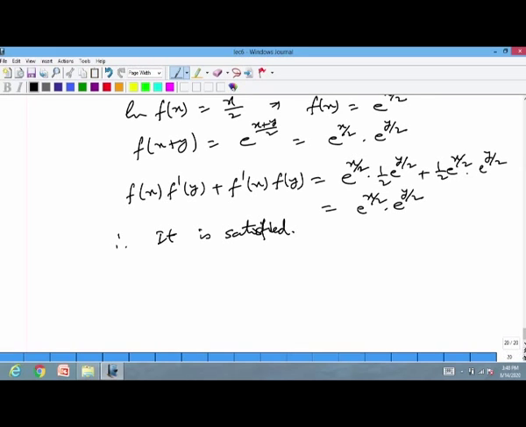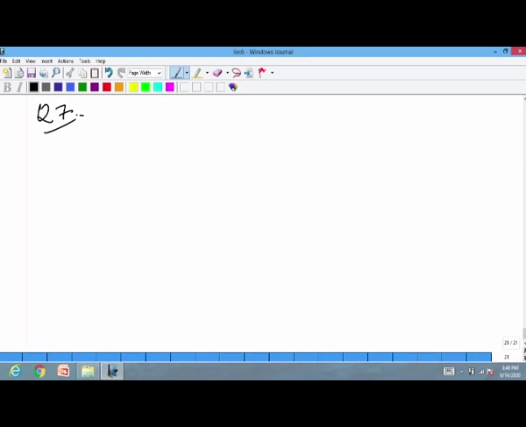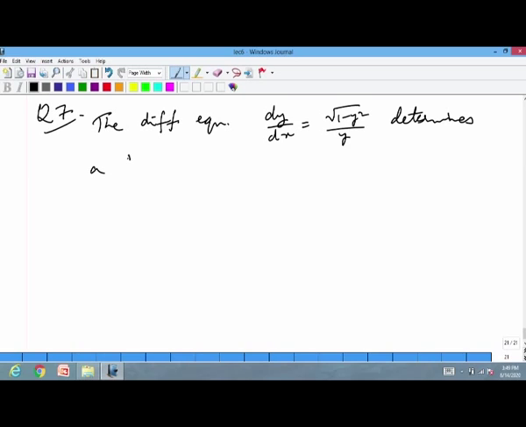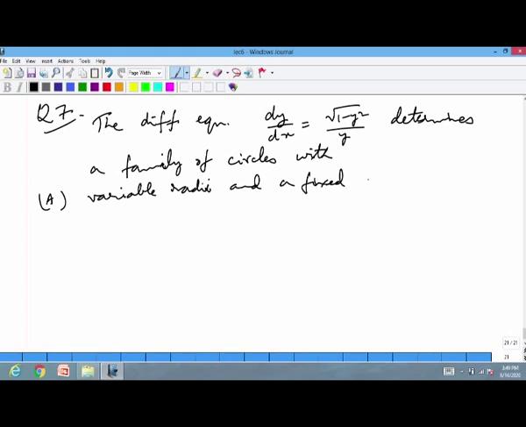Let us do one more problem. The differential equation dy dx equal to square root of 1 minus y square by y determines a family of circles with option A: variable radii and a fixed center at the point 0, 1.